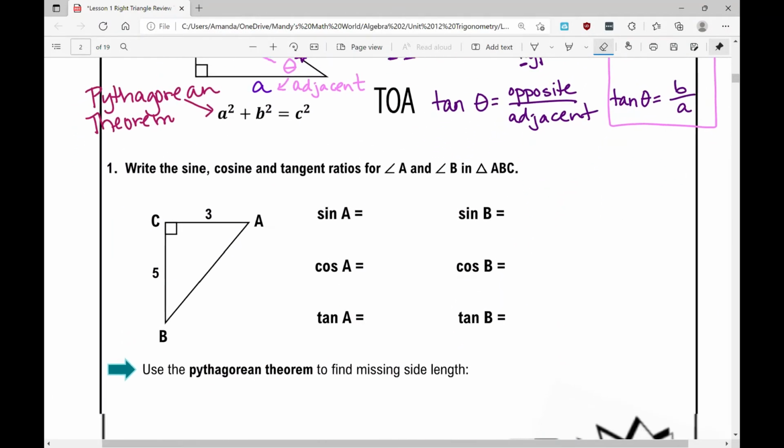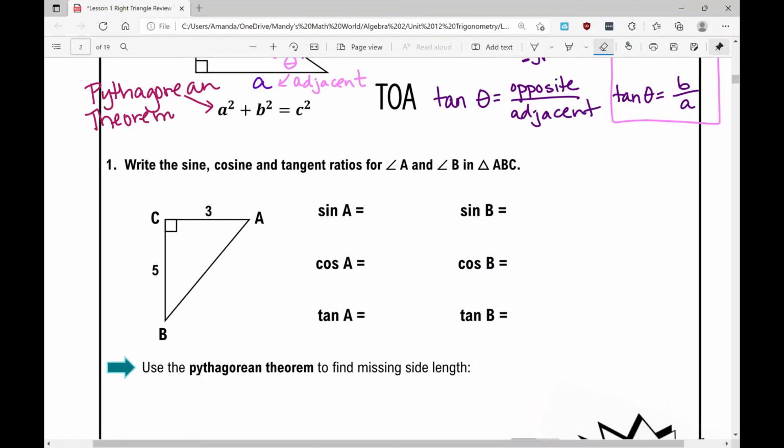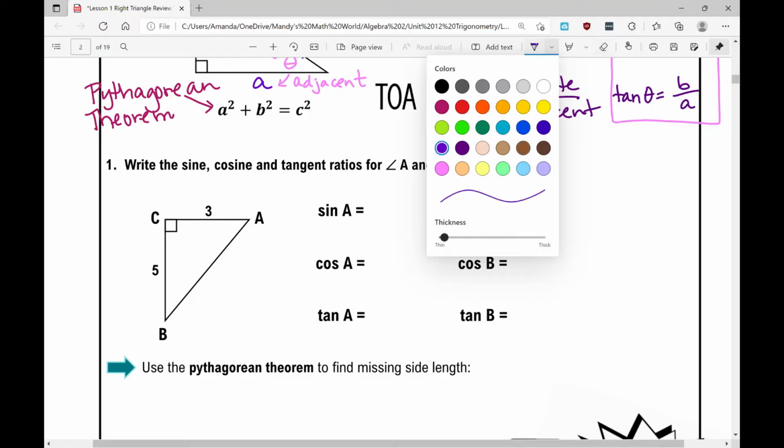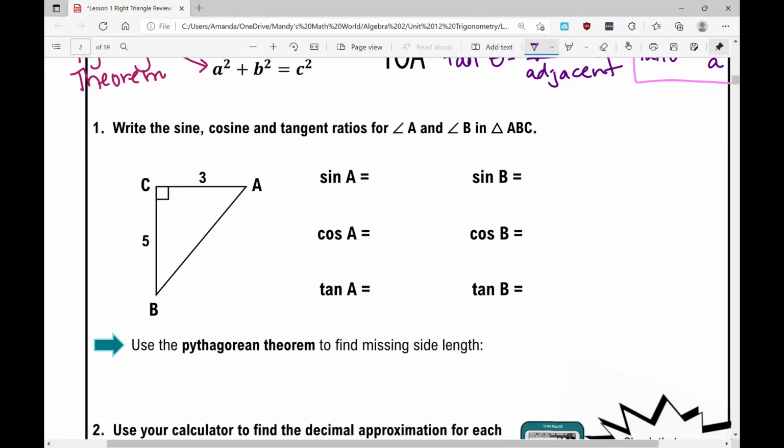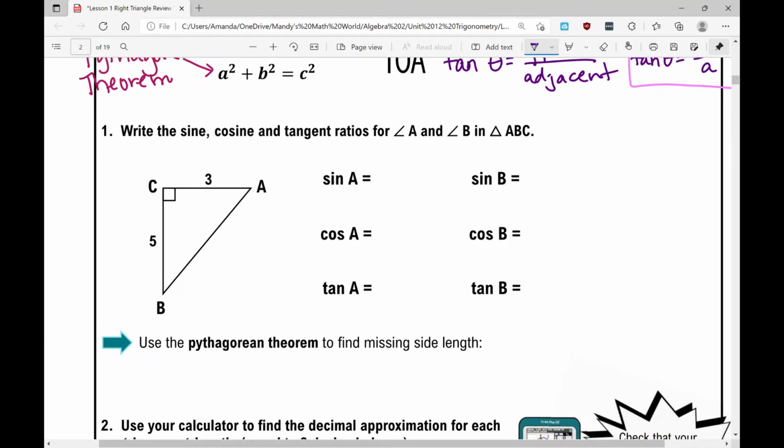So it says write the sine, cosine, and tangent ratios for angle A and angle B in triangle A, B, and C. So let's see. I know the first thing that I want to do is I know the length of the legs of this right triangle, but I don't know the length of the hypotenuse. So the first thing that I'm going to do is use the Pythagorean theorem, and I'm going to highlight that. I'm going to use the Pythagorean theorem to find the missing side length.